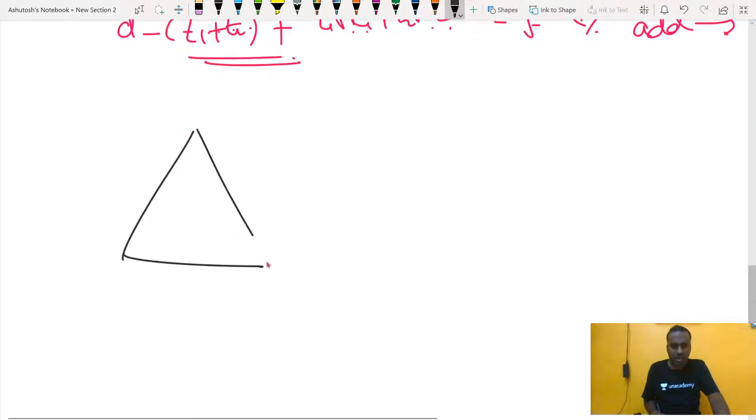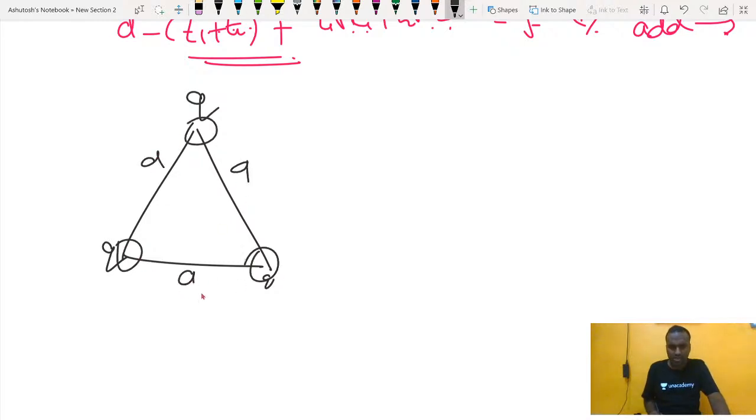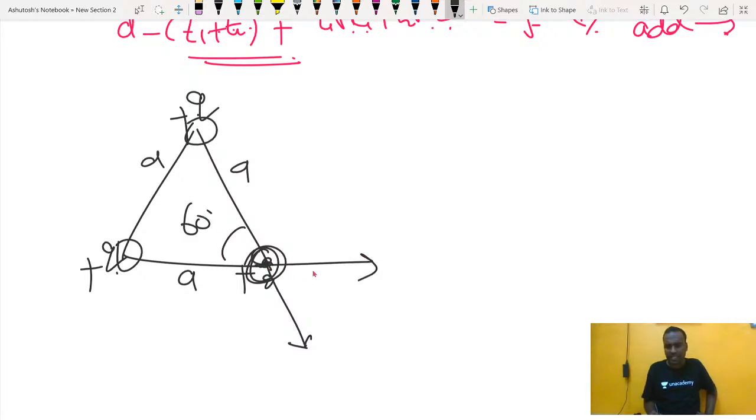When you are adding vectorially, let us take one example: 3 charges are placed on an equilateral triangle of side a. I want to find the net force on this charge. All have the same sign of charges, students. The force between these two charges is repulsive, and between these two charges also repulsive. Here the angle is 60 and here also 60. Here the force developed is F1 and here the force developed is F2.